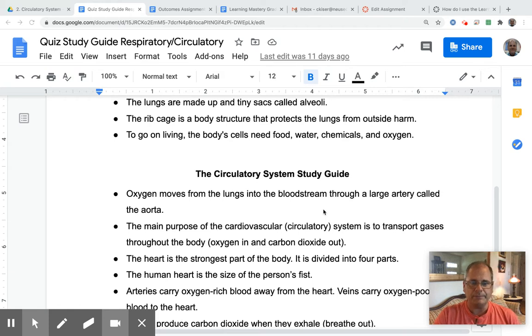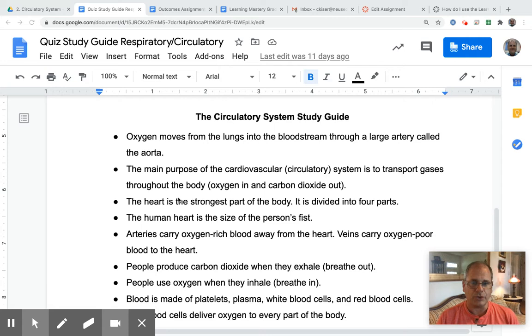The circulatory system. Oxygen moves from the lungs into the bloodstream through a large artery, the first artery, called the aorta. The aorta is the one that comes from the top of your heart into the other parts of your body. The main purpose of this circulatory system, otherwise known as the cardiovascular system, cardio means heart, vascular is your vessels, so you have your heart and your blood vessels that make up this system, is to transport gases throughout the body. You bring in oxygen, transport that throughout the blood system, and you take out the carbon dioxide.